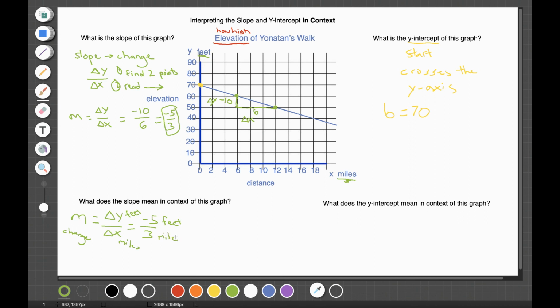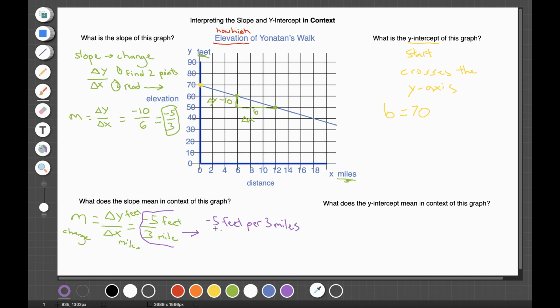Well, the way you can read this, let me go ahead and actually break this off for a second. This right here, the way you can read this is, I'll write it out, -5 feet, and when you see that fraction bar, you can read this as "per": -5 feet per 3 miles. Okay, so that is the meaning of the slope.